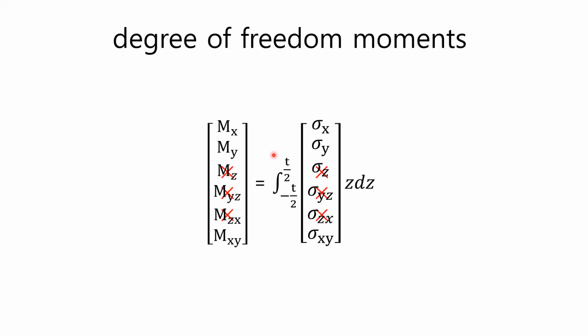In our analysis, Mz, Myz, and Mzx are all equal to 0, and also sigma z, sigma yz, and sigma zx are all equal to 0. Therefore, we have just 3 elements in the moment vector, and also we have only 3 elements in the stress vector.